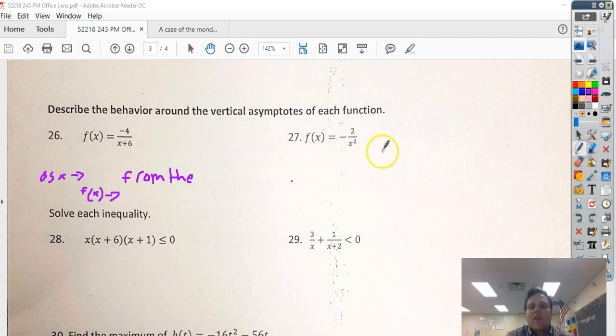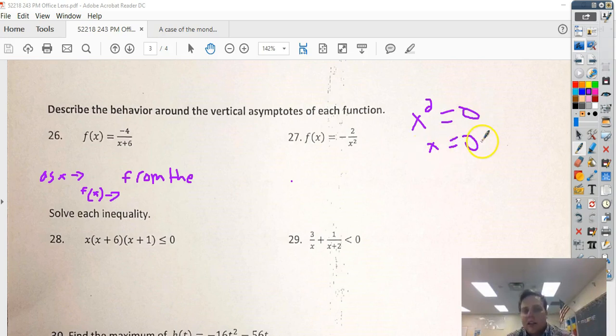So first off, what is the vertical asymptote here? Well, you set your denominator equal to 0, so x squared equals 0, so then x obviously equals 0. So your vertical asymptote is x equals 0. So as x approaches 0 from the left, what is y doing? That's the question at hand.